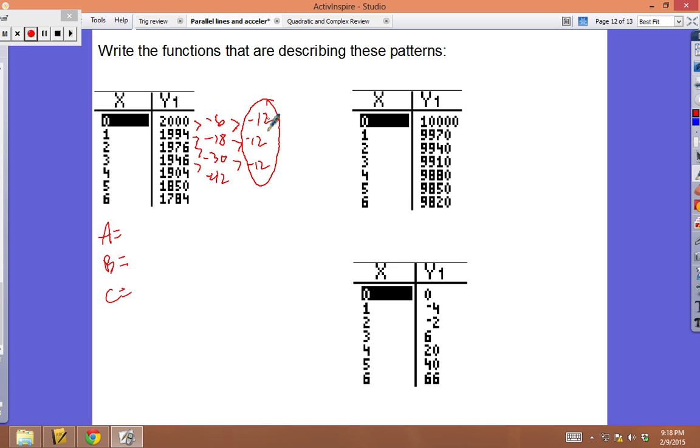A is half of that, so A is going to be negative 6. C is easy to find. A and C are pretty easy to find. C is going to be 2000. Okay, now I'll show you a way to find B.